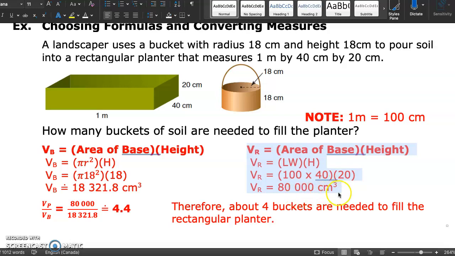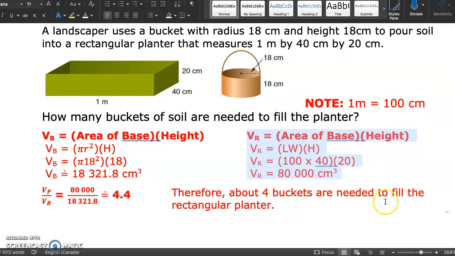Notice that the units are centimeters cubed because it takes cubes to describe the amount of three-dimensional space that is occupied. Therefore, about 4.4 buckets are needed to fill the rectangular planter. We can get that by taking the total volume and dividing it by the volume of the bucket. So 4.4 is closest to 4 buckets.